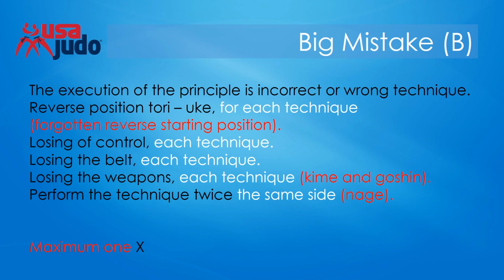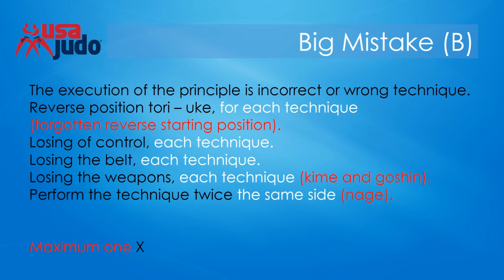Reverse position of Toriuke. I spoke about the forgotten technique when they start kata in the wrong position. But, for example, in Kodokan Goshinjutsu, you always change position. You go to take the weapon and sit. And sometimes they change position. In this case, it's not a forgotten technique, but it's a big mistake. If they continue with the wrong position, it's always a big mistake. If they realize, change and come back to the good position, stop, big mistake. Normal scoring. Okay?